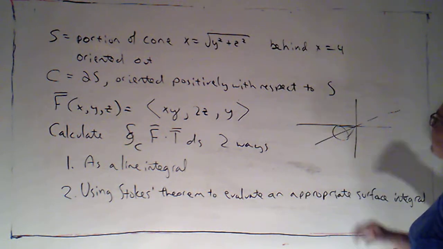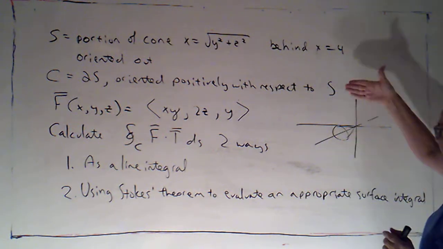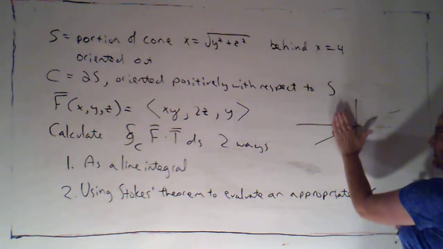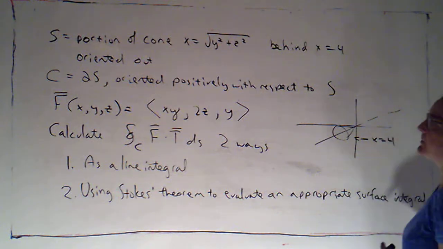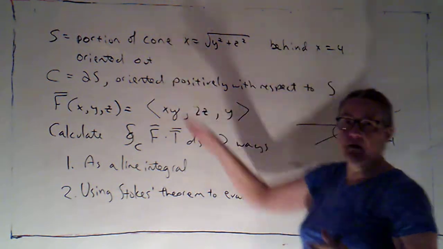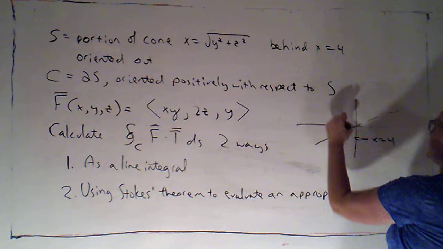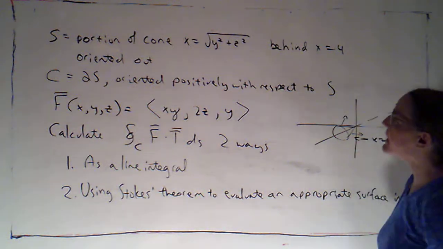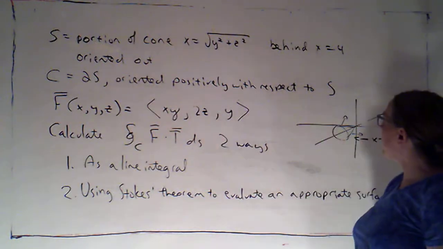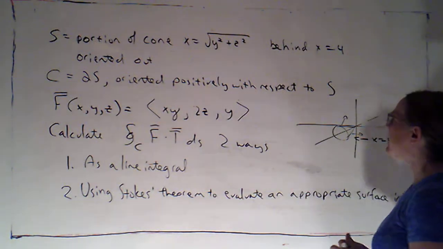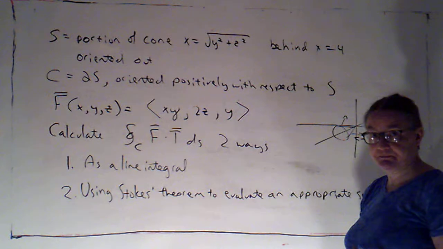All right, it's the portion of the cone behind x equals 4. So this front portion right here would be where x is equal to 4. And it's oriented out, so that would be away from the center of the cone, like so. C is going to be its boundary curve oriented positively with respect to S.